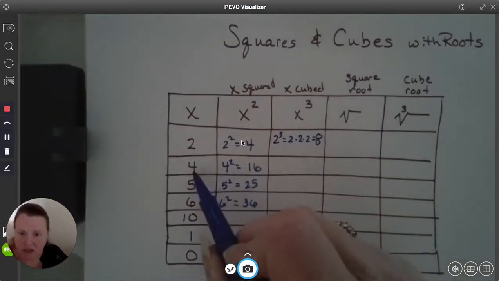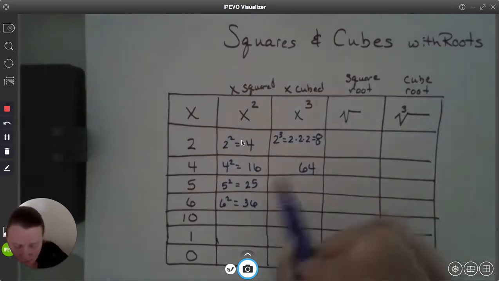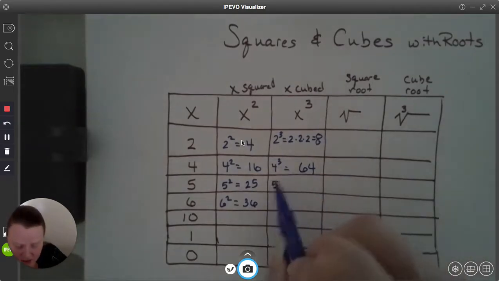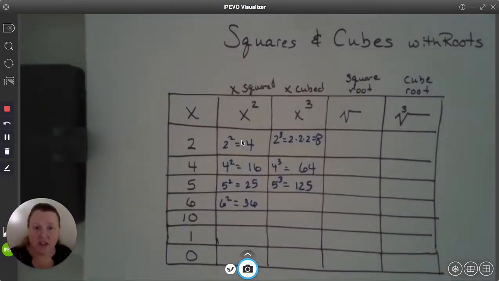And so we would do the same thing here. 4 times 4 is 16, times 4 again would give me 64, or 4 to the third power equals 64. And you're going to continue along those lines. 5 to the third power equals 125. And you'll finish filling out the chart accordingly.